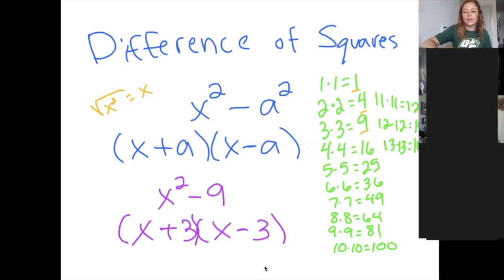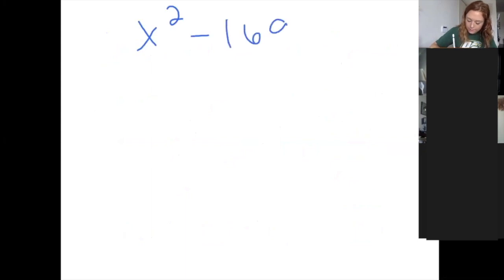Okay, everybody got it now? So let's try a couple of those. Let's say I gave you x squared minus 169. Well, what's the square root of 169? 13. So as soon as you recognize that 169 is a perfect square, and that difference means subtraction, then it works. If it's addition, that's not. Difference is subtraction. You have to know that word.